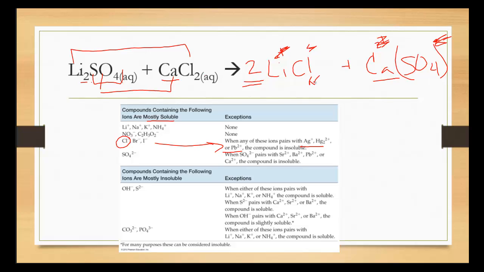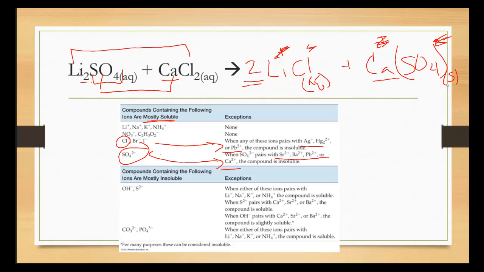Calcium sulfate. Sulfate's right here. It's mostly soluble except when it pairs with strontium, barium, lead, or calcium. Here it's with calcium. So we're going to put an S with it.